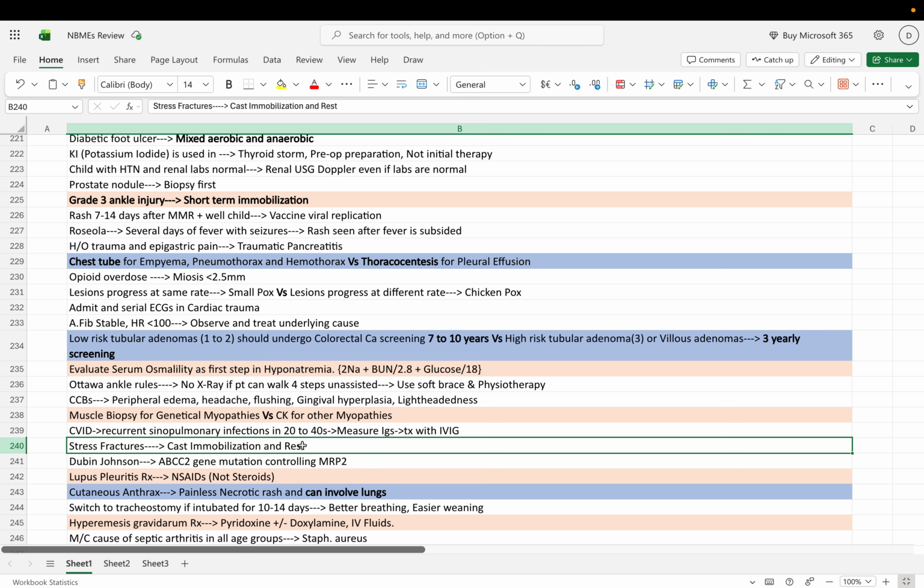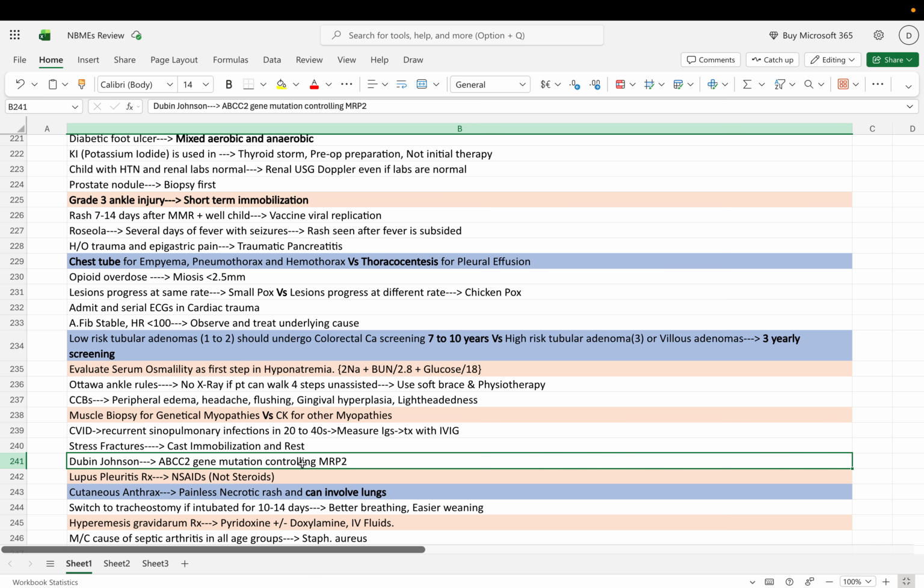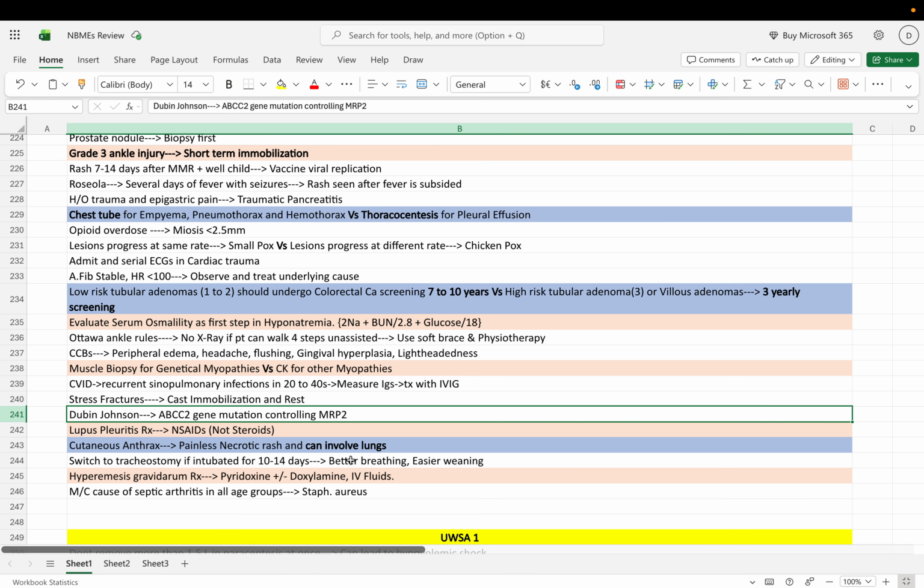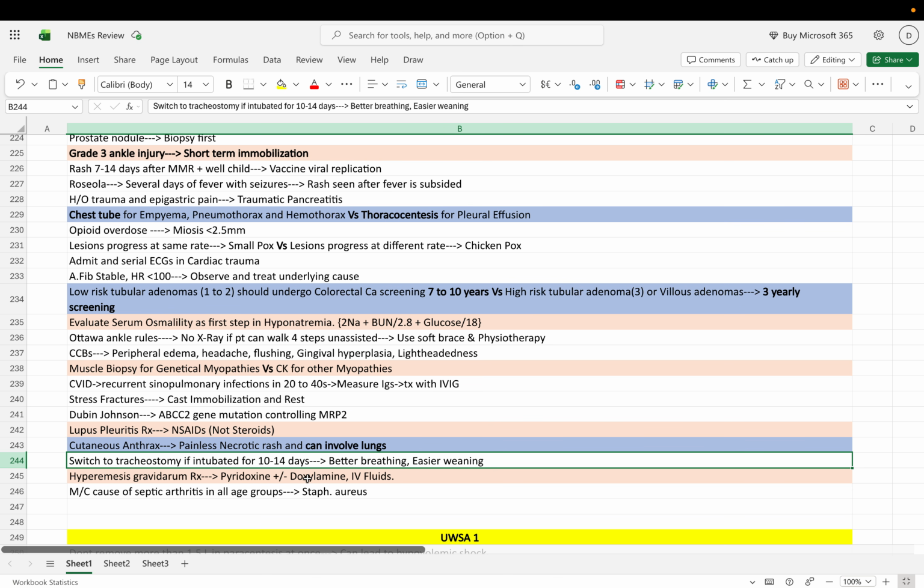Stress fractures. Do cast immobilization and rest. Dubin-Johnson syndrome, ABCC2 gene mutation controlling MRP2 protein. Switch to tracheostomy if the patient is intubated for 10 to 14 days for better breathing and easier weaning.